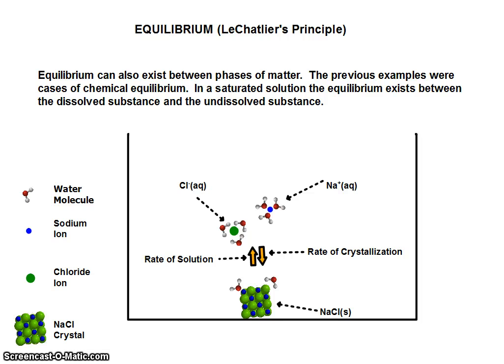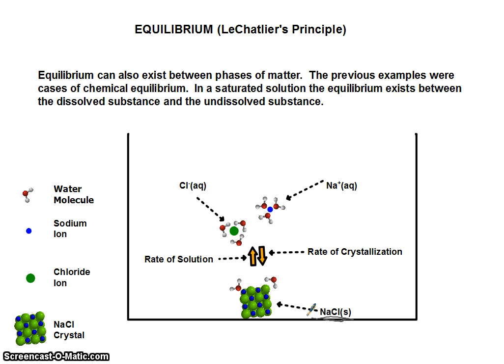Equilibrium, not just in reactions, can also occur between different phases of matter. If you look at, for example, salt that's solid, when you have a crystal of salt, then you also have salt in solution. There's a certain rate that the salt is dissolving at, and that the ions are coming together to make a salt. So equilibrium can exist in that way.